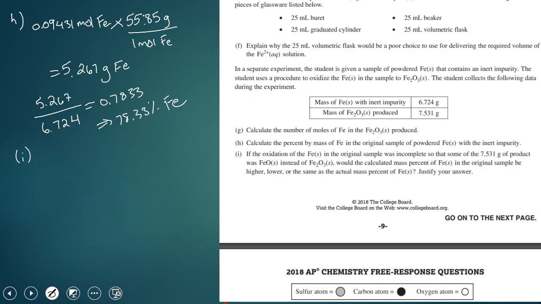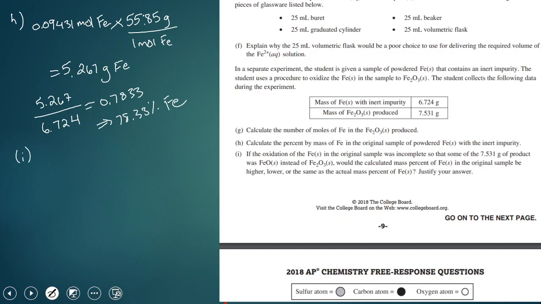Part I looks conceptual, but I should be able to fit it in. So it says, if the oxidation of the iron in the original sample was incomplete, so that some of the 7.531 grams of product was FeO instead of Fe2O3, would the calculated mass percent of Fe in the original sample be higher, lower, or the same as the actual mass percent of Fe? Justify your answer.